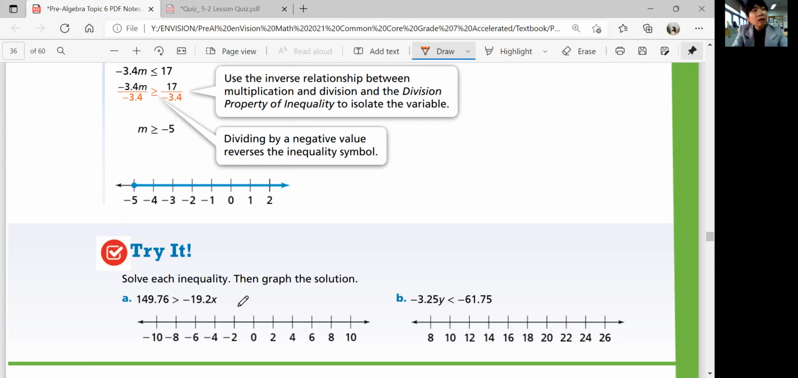Okay, so see if you can solve these problems A and B by yourself. Come back when you're ready for answers.